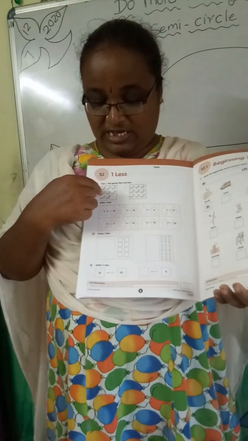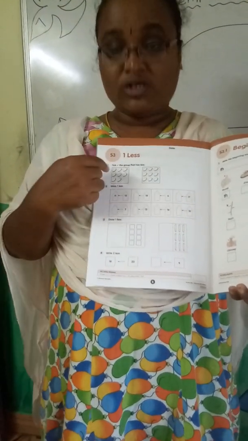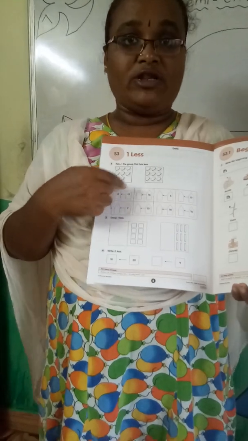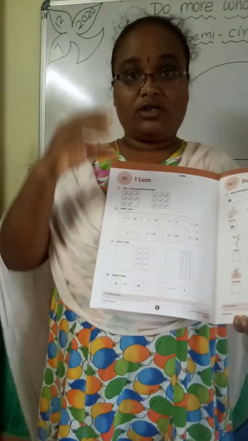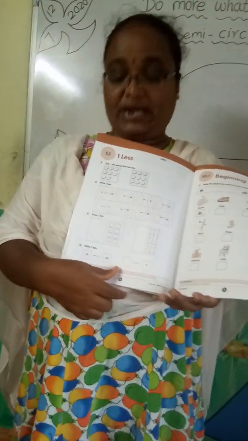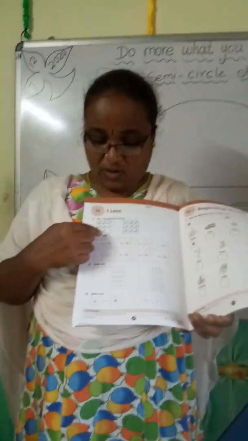Yes, very good here. Put a tick in the first box. How many ball is there? 8 ball. Here is 9 ball. So 8 is less number when compared to 9. Next go, write 1 less.